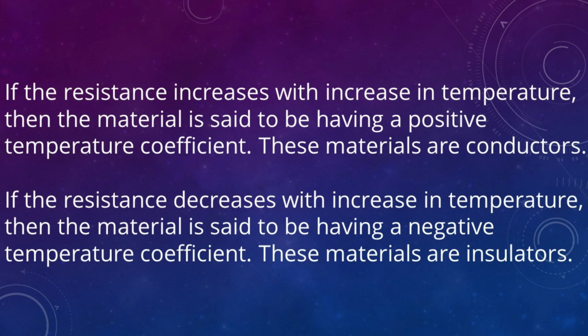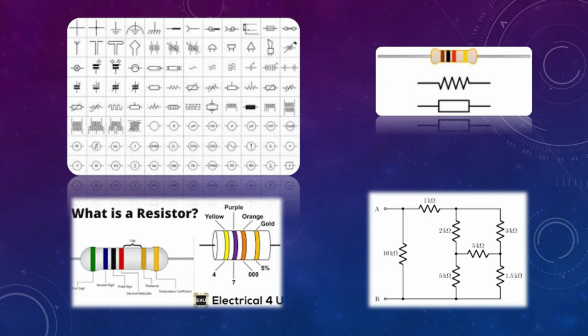(T minus T0). If the resistance increases with increase in temperature, then the material is said to have a positive temperature coefficient. These materials are conductors. If the resistance decreases with increase in temperature, then the material is said to have a negative temperature coefficient. These materials are insulators.